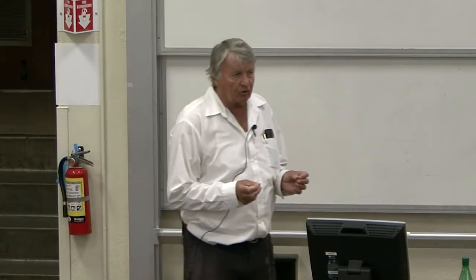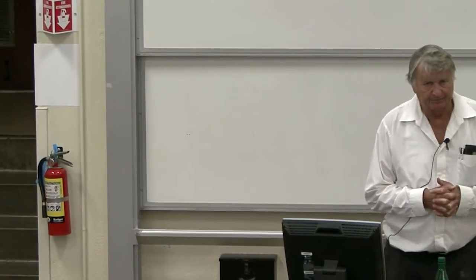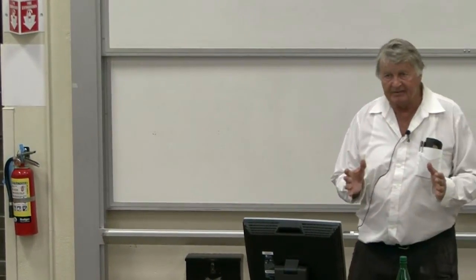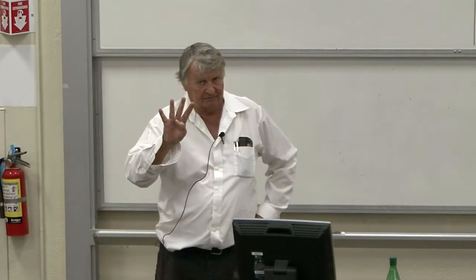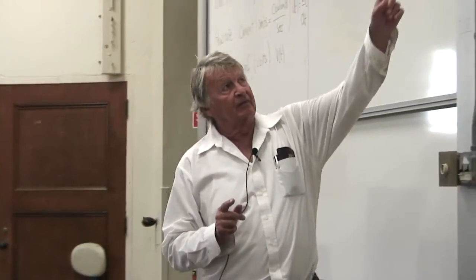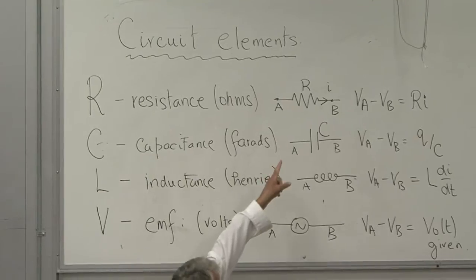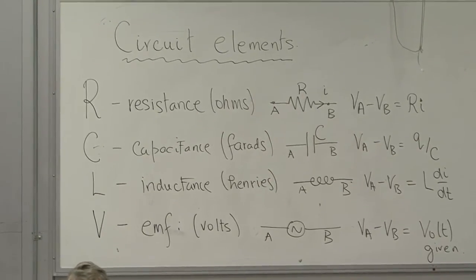Now, the first thing we're going to learn about here is, what are the circuit elements? Basically, there are four that we will deal with. The first one is the resistance. The resistance, we usually draw it as this jagged line here in the circuit.